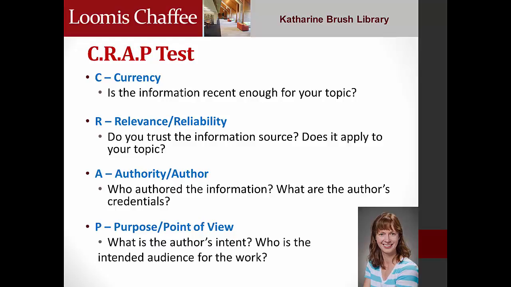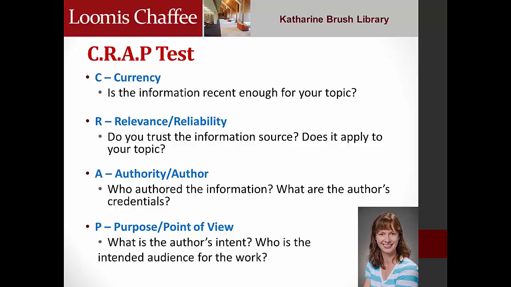Finally, P stands for purpose/point of view. Always consider the author's intent in publishing the source and his or her intended audience. Is the information intended to inform, persuade/sell, entertain? Is any bias evident in the source?